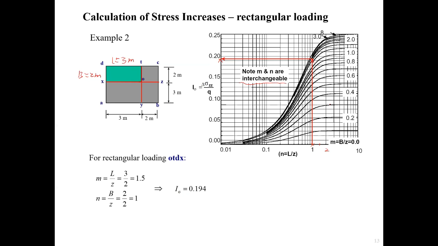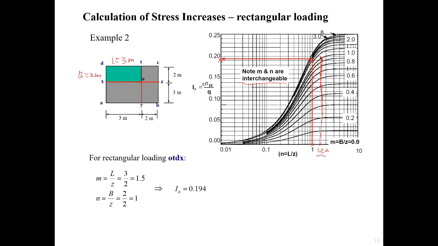That should be somewhere here. M equal to 1.5 and N equal to 1. So I draw the vertical line. This is not a vertical line, that's a curvy line. So I draw a vertical line, 1.5, and I find the intersect with the N. If M is 1.5, then N equal to 1, right?